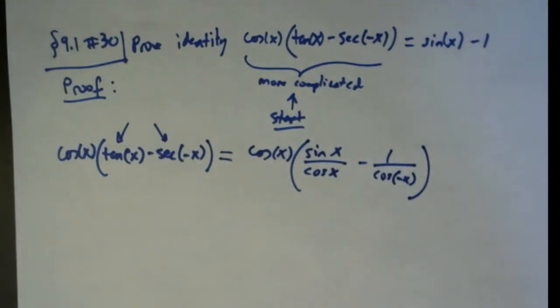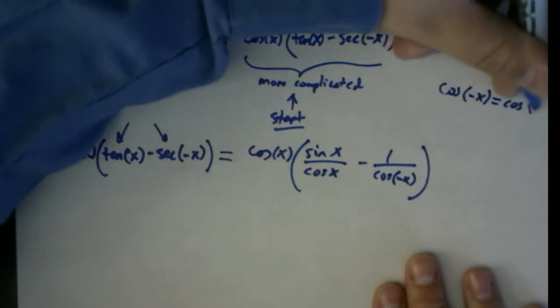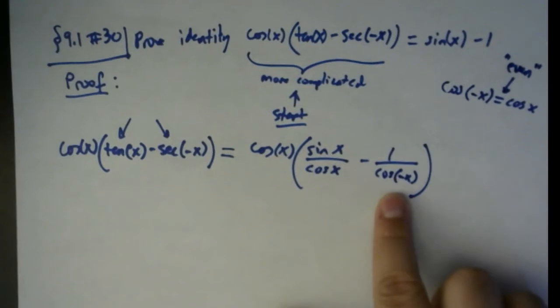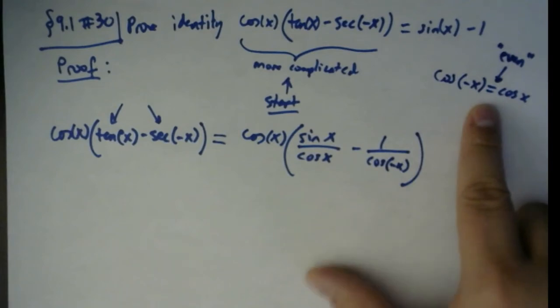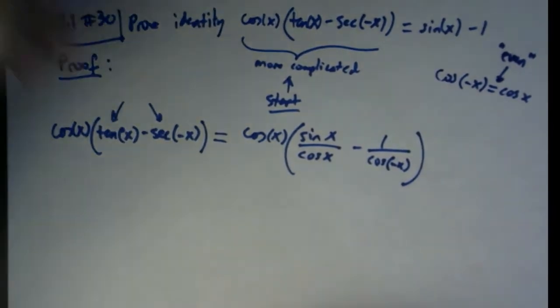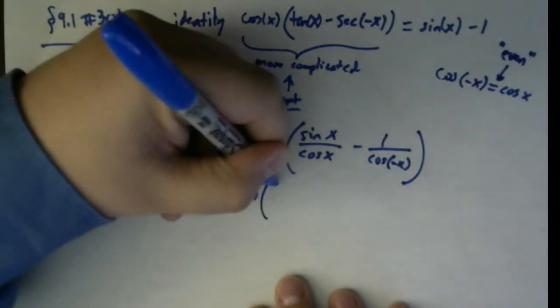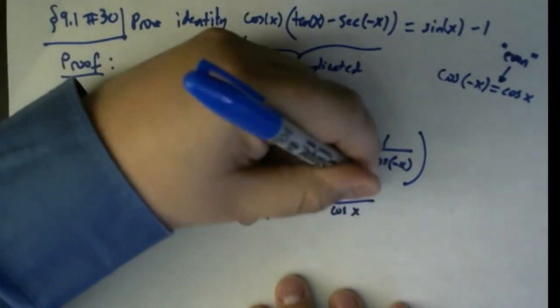Now, we know that the cosine function is an even function. What's that mean? That means that the cosine of minus x is cosine x. That's the even property of cosine. So I'm going to get rid of that minus sign in that denominator because they're equal. In fact, this expression itself is an identity. It's true for all x. So my first step here, I'll use the evenness of the cosine function to say that this is sine x over cosine x minus 1 over cosine x.